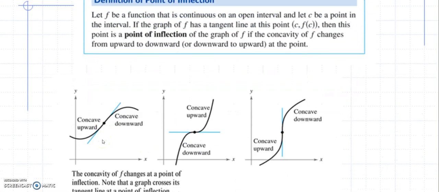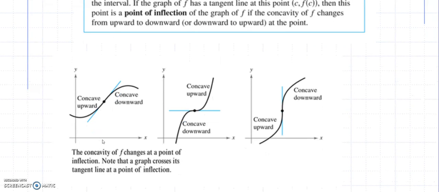If we look at the little graph down here, we can see examples of what we're talking about. So this point here, the concavity changed from concave up to concave down. That is what we call a point of inflection. Here, it changed from concave down to concave up, point of inflection. Here, it changed from concave up to concave down, point of inflection. So the concavity of f changes at a point of inflection.